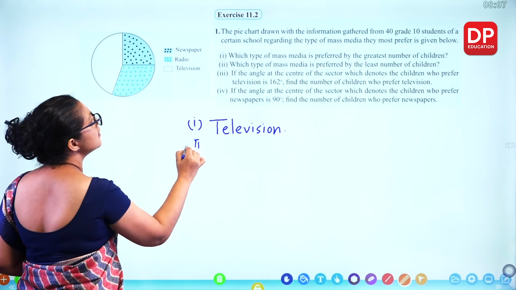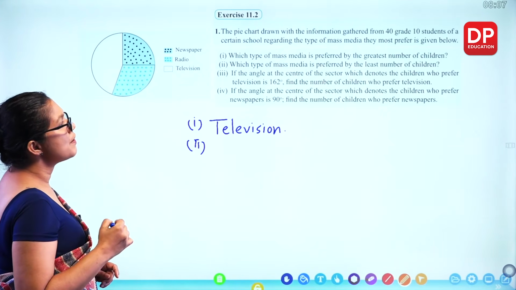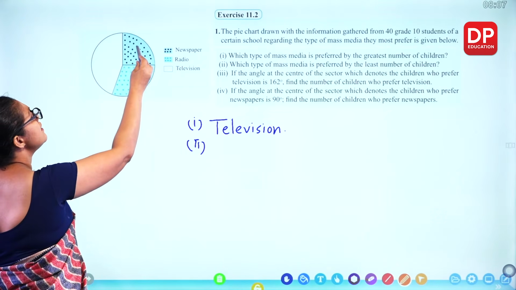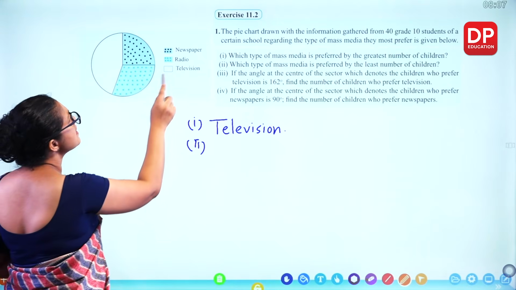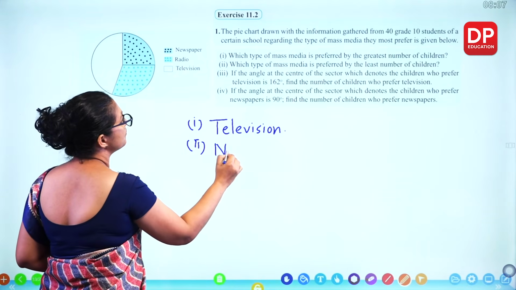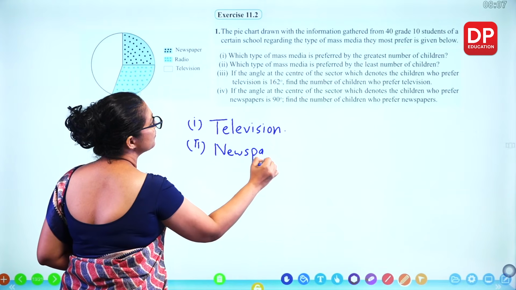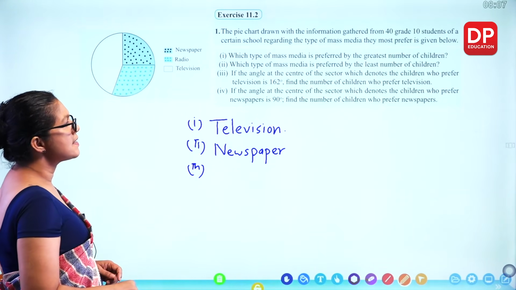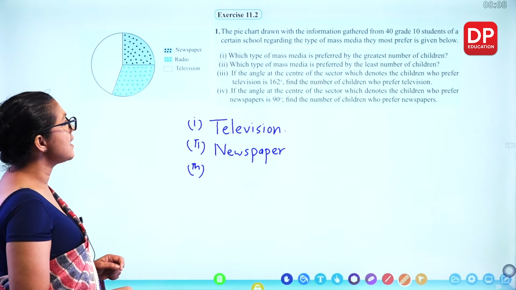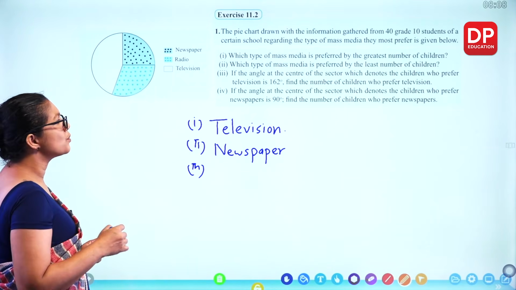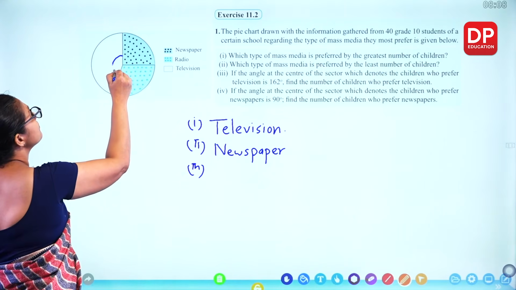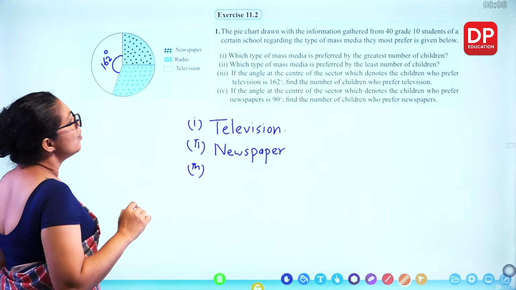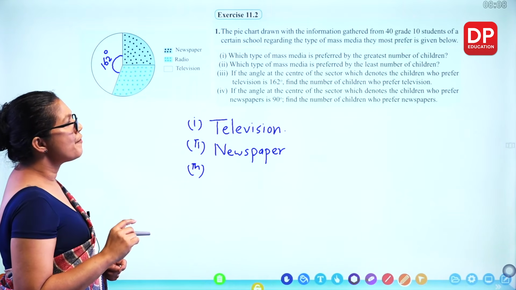Second part, which type of mass media is preferred by the least number? That means the lowest one. Here when you look at the angle, this is the lowest one. So that represents newspaper. Third one, if the angle at the center of the sector which denotes the children who prefer television is 162. Here, this part is given 162. Find the number of children who prefer television.